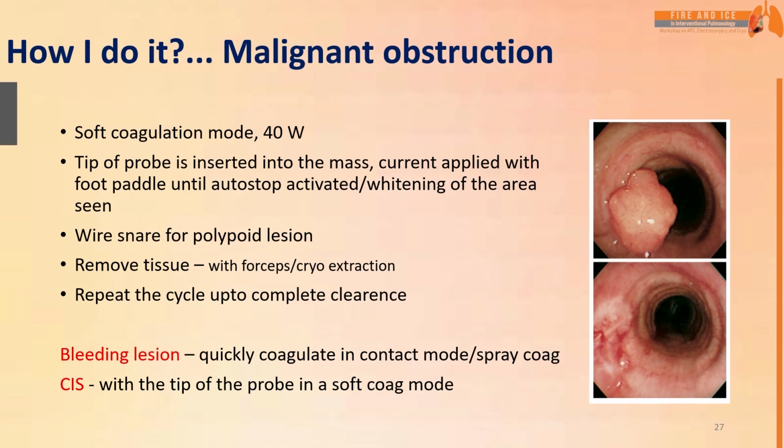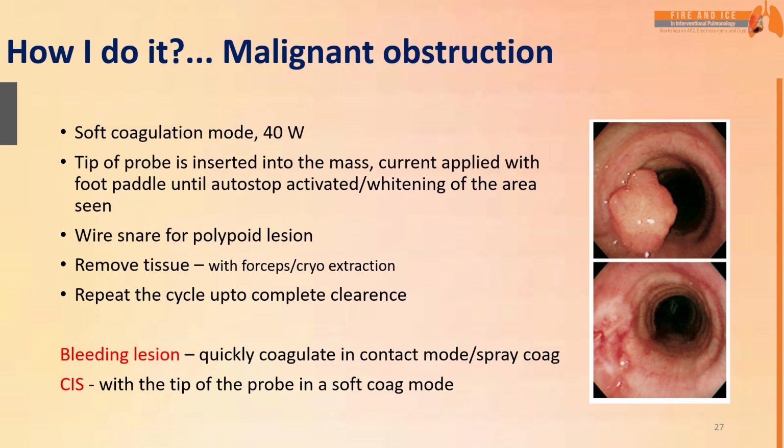So how do I do it? For the management of malignant airway obstruction. On the right-hand side, this is a malignant tumor. This is a hamartoma, before and after the procedure. So for dealing with malignant obstruction, we use soft coagulation mode, 40 watt. The tip of the probe is inserted into the mass. If the mass is large enough, if there is no stalk, current is applied with the foot pedal until the auto-stop function is activated or vapor is seen.